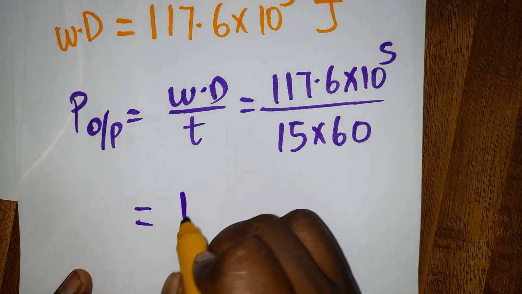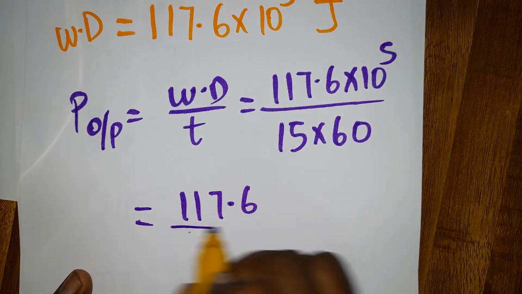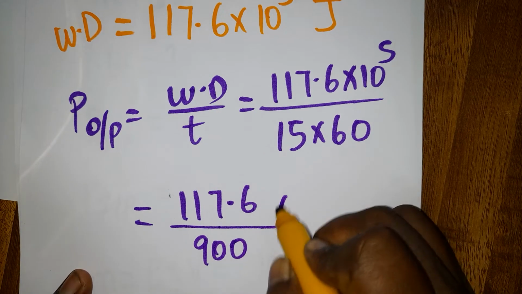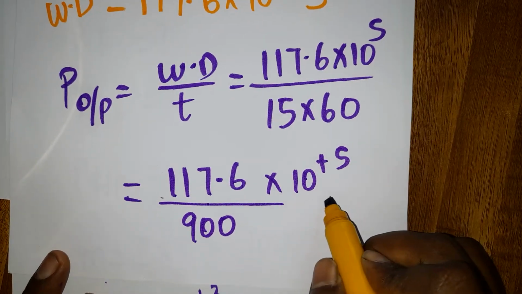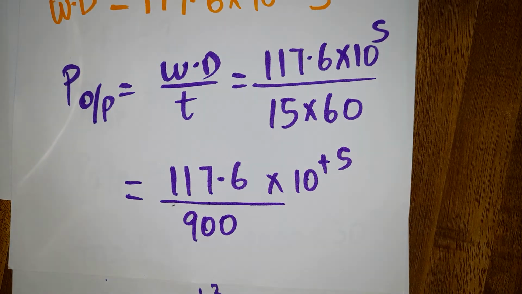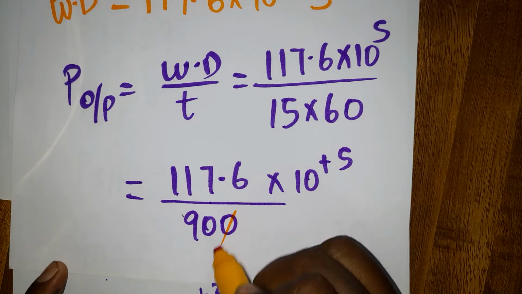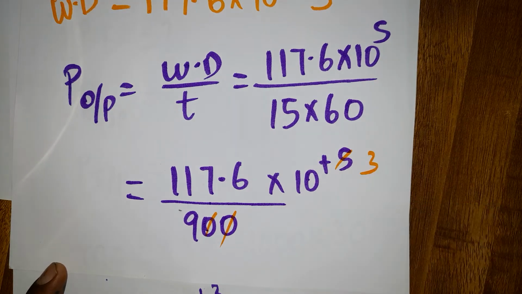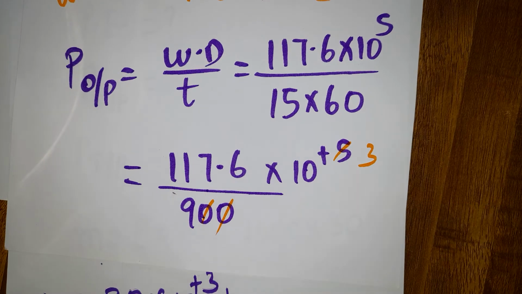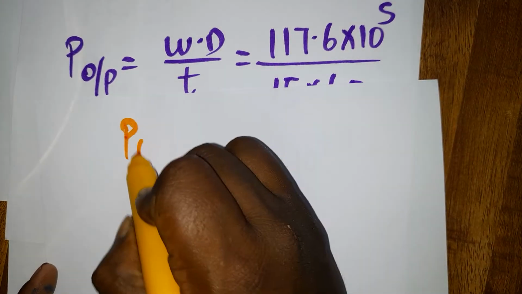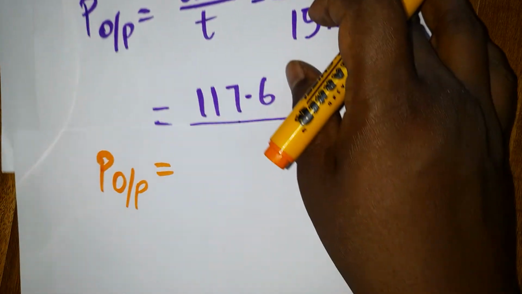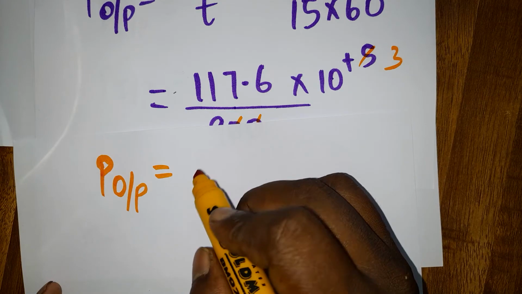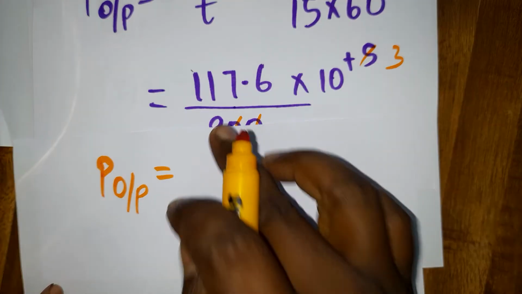How much will I get? 900. So 117.6 divided by 900 into 10 power plus 5. 10 power plus 5, 5 zeros is there, no? Yeah, 5 zeros, here 2 zeros. I am cancelling the 5 zeros with the 2 zeros, so remaining 3 zeros will be there. That's the first step you can do in the calculation. So now we are calculating power output. Whatever we are giving as input, only 30% will be the output. That 30% only output is taken.